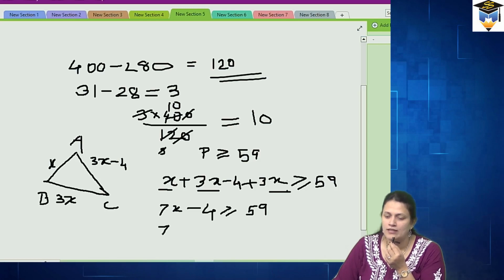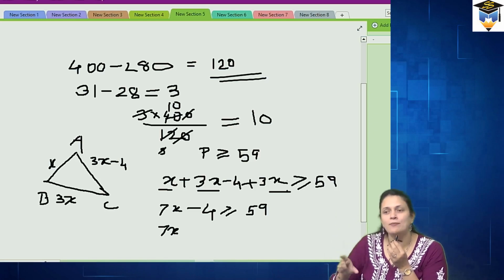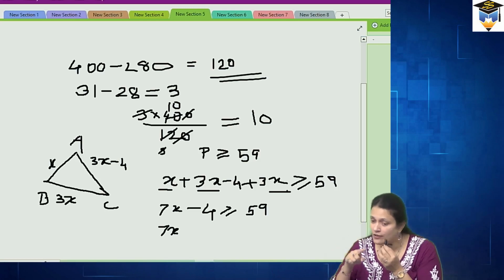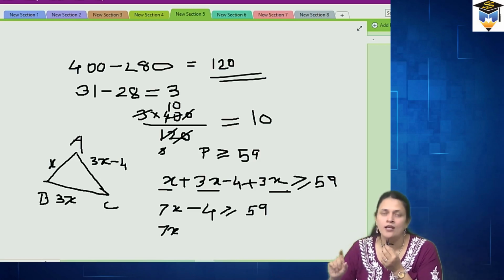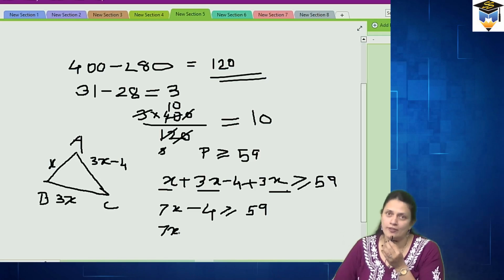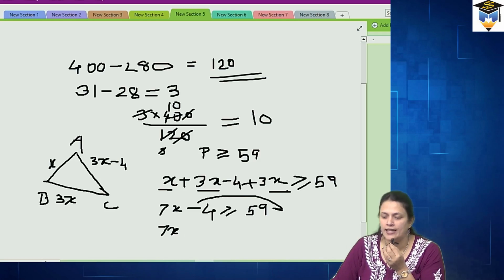Now inequality, always remember, we are going to solve it same like an equation. Even though the inequality sign lies in between, we are going to solve it in the same way as we solve the equation. So if you see over here, this 4, when you take it to the other side, it will become plus 4. So 59 plus 4 is how much? 63. Now if we want to find out the value of x, that will be 63 divided by 7.